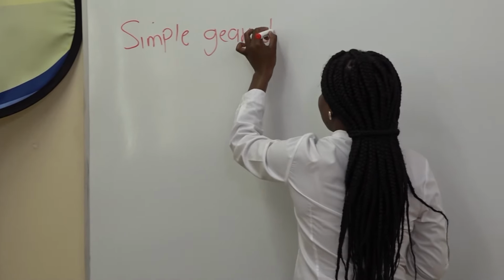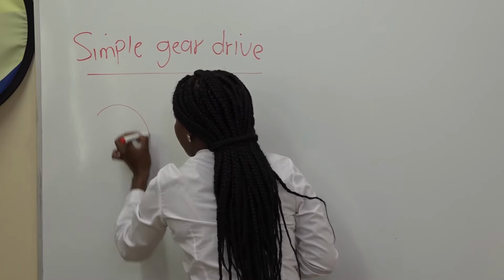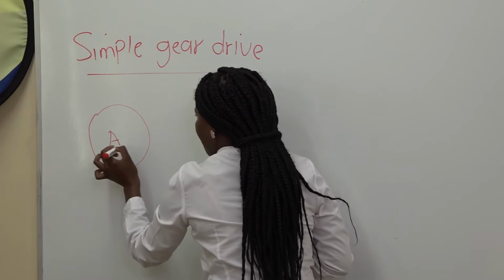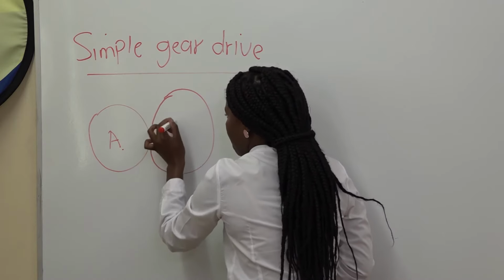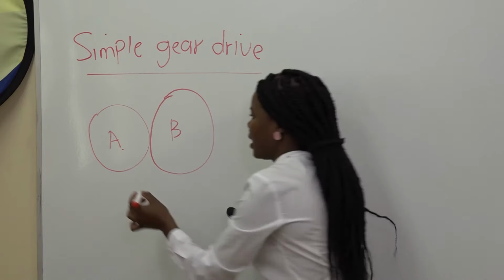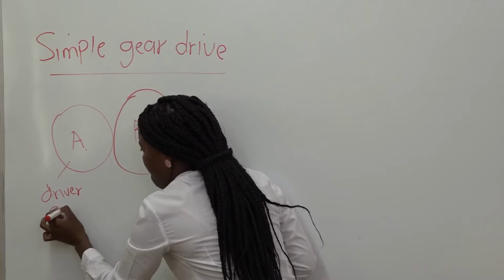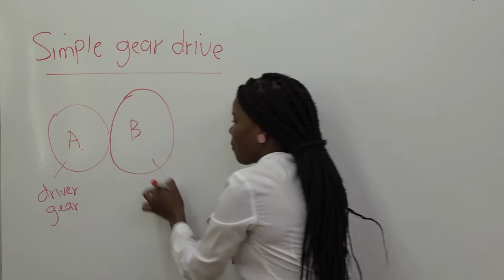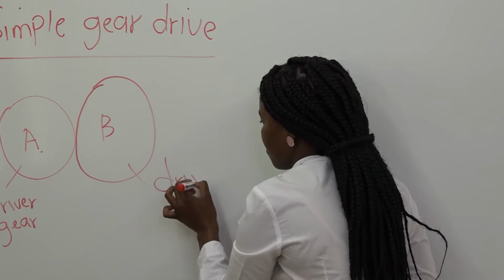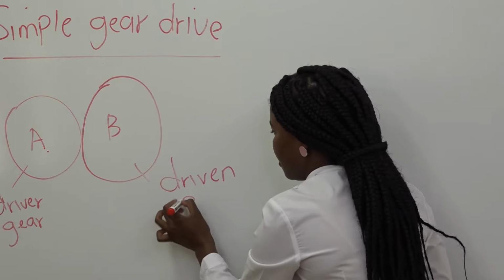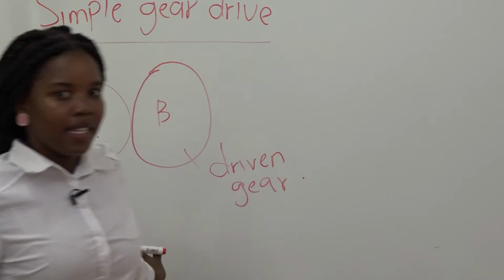So for a simple gear train, we have gear A and we also have gear B. We say that gear A is the driver gear, and gear B is our driven gear. We will explain this later.